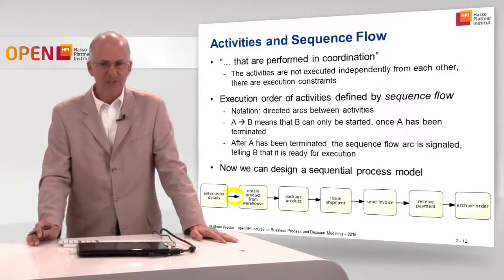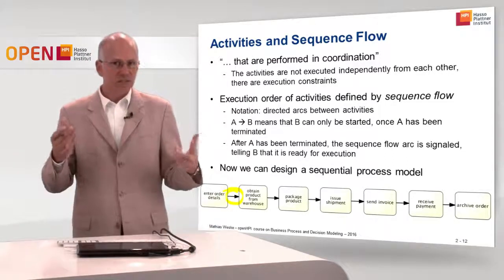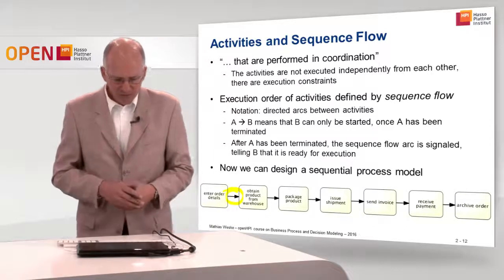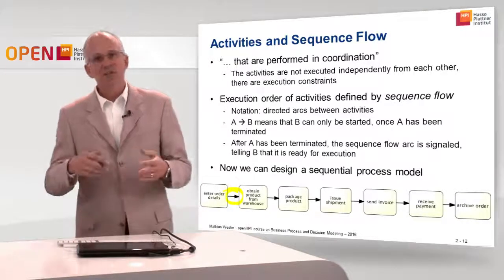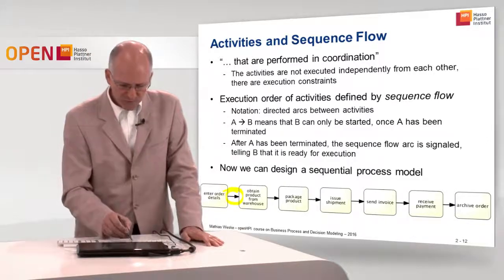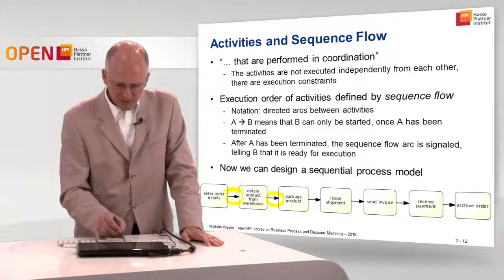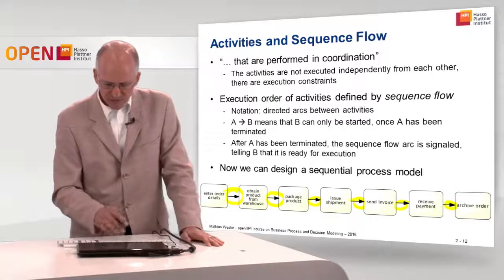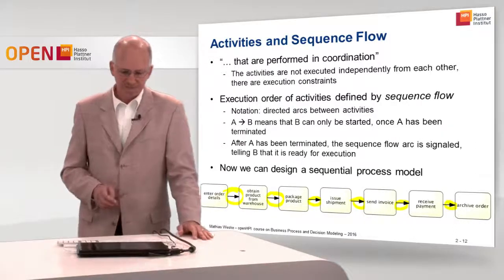Once this activity is signaled, it can be started. It's ready for execution. And once obtain product from warehouse is terminated, the outgoing sequence flow edge is signaled, so that at the end of the day all these activities have been executed in the right order and all the sequence flow edges have been signaled.